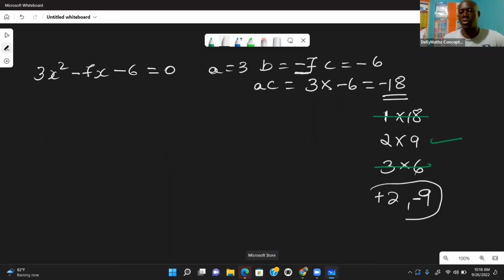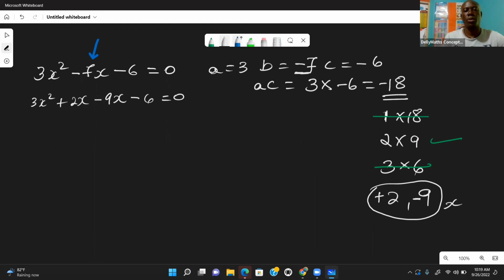These terms will take the place of the negative 7 right here. Not only that, the variable attached to them will be x. So let us go 3x squared plus 2x minus 9x minus 6 equals 0. We want to factorize by grouping, so we're going to group these two, and then we group those two.